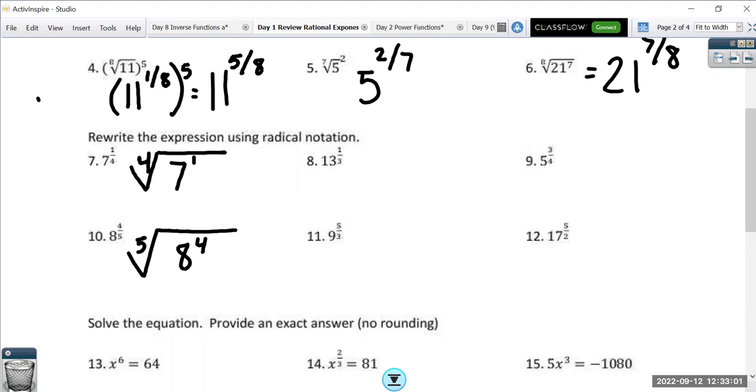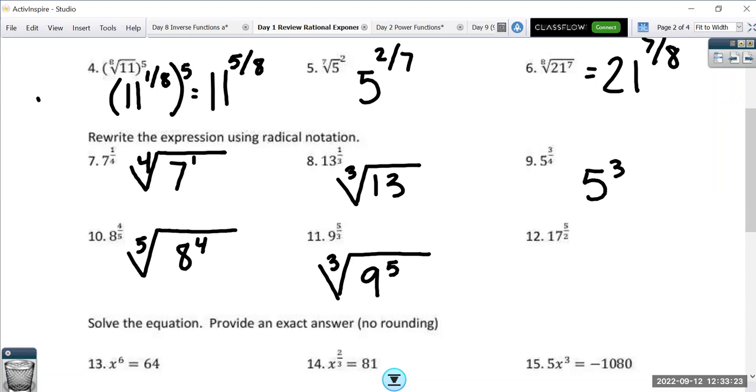All right. So finishing these out, I have the cube root of 13. I have the radical with a 3 in the valley and 9 to the 5th underneath my cube root. I have 5 to the third, and I'm taking the fourth root. And then I have 17 to the fifth, and I am taking the square root.